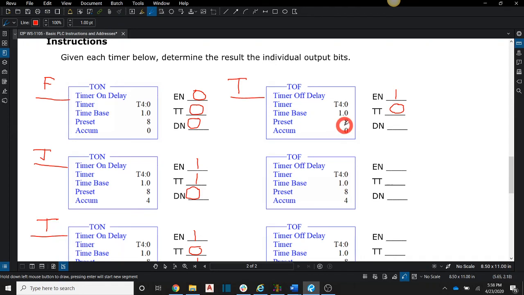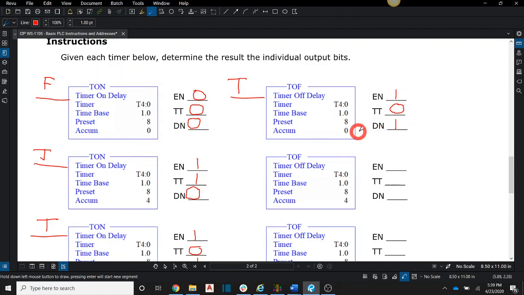Now, our definition of complete is when our preset equals our accumulated value, and that definition holds for both the time on and the time off. But the definition of done for a time off delay is: if I am not complete, then I am done. So done is going to be the opposite of complete. It's a little hard for students to wrap their head around, but after we look at these three states, it'll make a little bit more sense why Alan Bradley did it this way. So we are not complete.